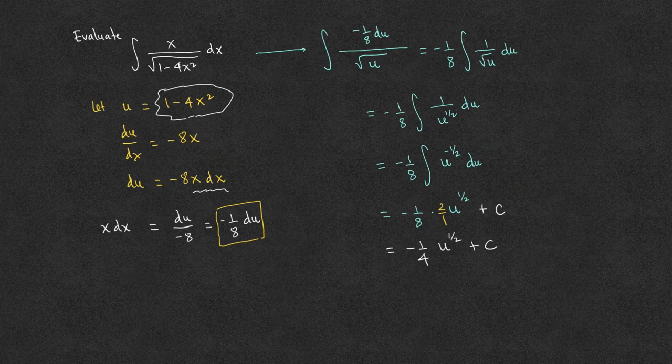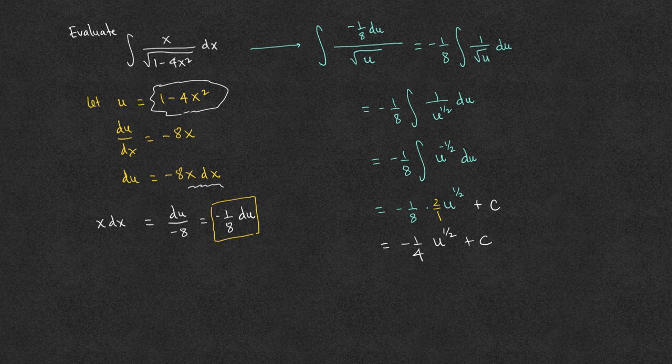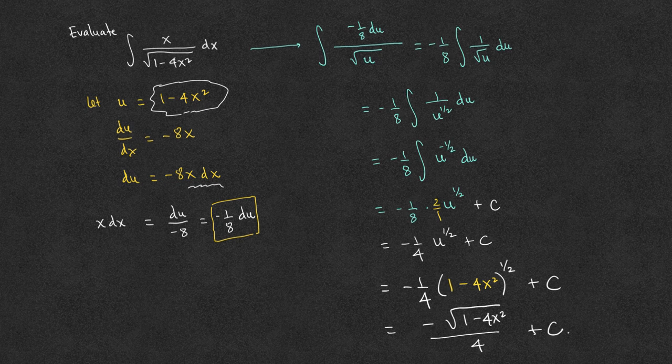But remember that there is no u in the given integral. We would need to perform a back substitution. Negative 1 over 4, and u is 1 minus 4x squared. The power 1/2 is still the 1/2 power, plus c, and so we would substitute u with 1 minus 4x squared. This can be rewritten as negative the square root of 1 minus 4x squared over 4 plus c. And this is the answer for the given indefinite integral.